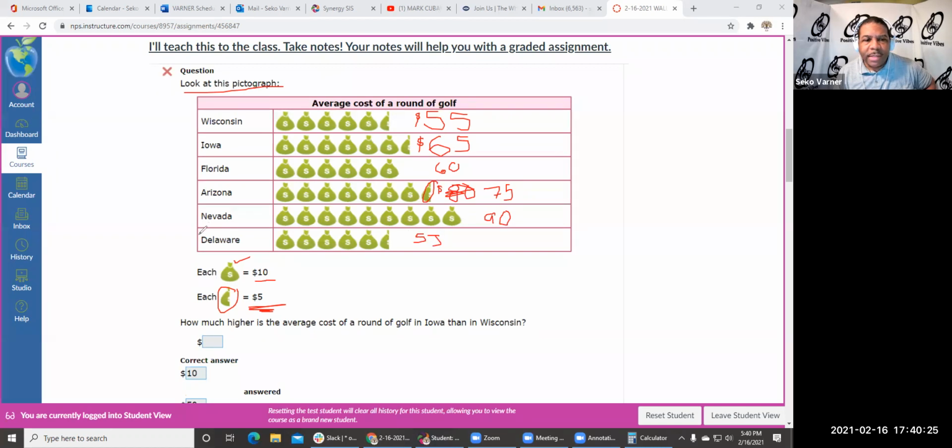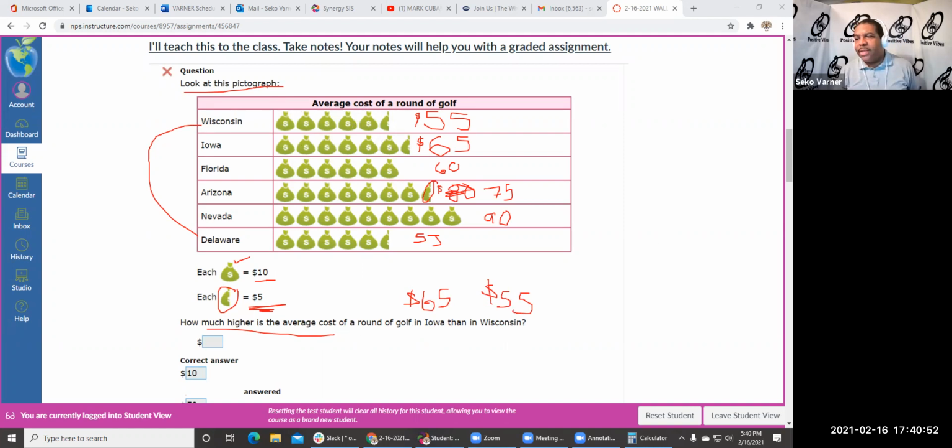Interestingly, Delaware and Wisconsin both have the same amount. All right. How much higher is the average cost of golf in Iowa? Iowa was 65, which is higher than Wisconsin. Wisconsin is 55. Well, what's the difference in 55 and 65?